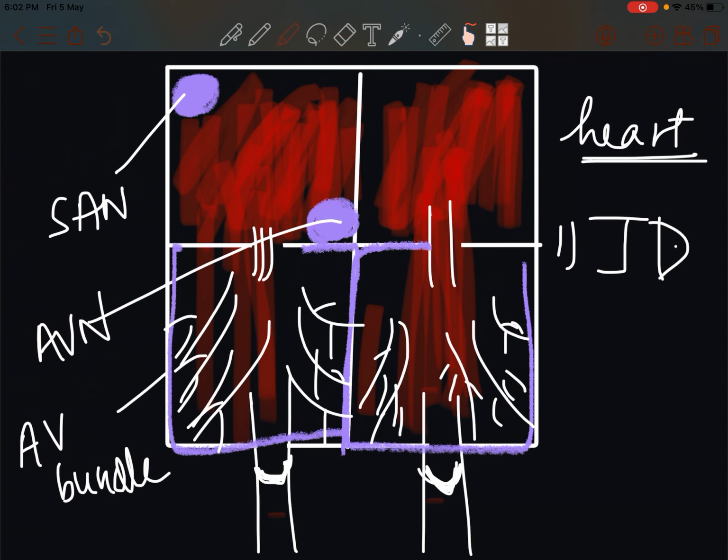There is no contraction anywhere. Naturally, as blood is coming here, it is also naturally, due to gravity, going down. A natural thing is happening. There is no active process, nothing is happening here.